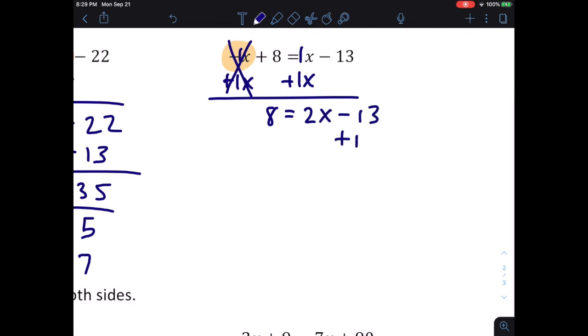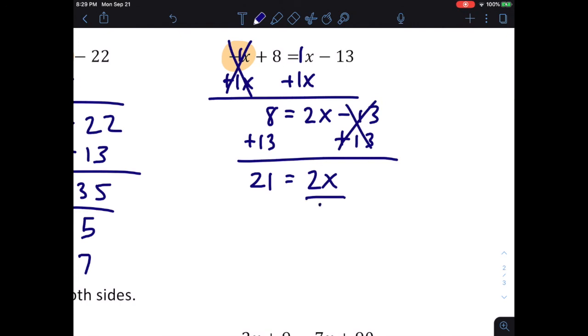And then I'm going to add 13 to both sides. So 8 plus 13 is 21. So I'm going to bring down the 2x, cancel those. And then I'm going to divide by 2. Oh, 21 divided by 2. It's not a nice, neat number, but it is a nice, neat decimal. It's 10.5. So the 2s cancel. So we have x is equal to 10.5.